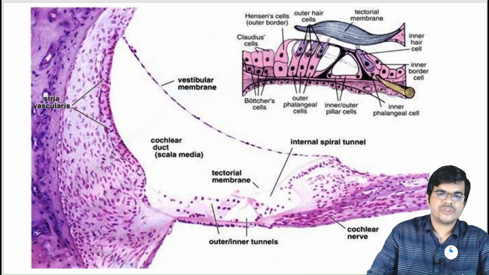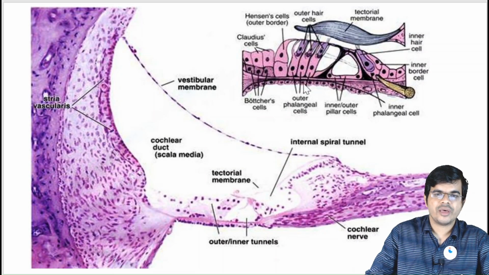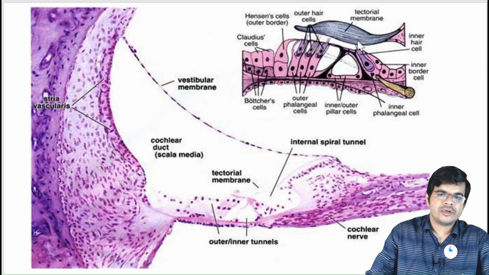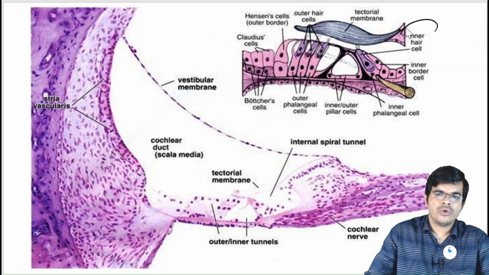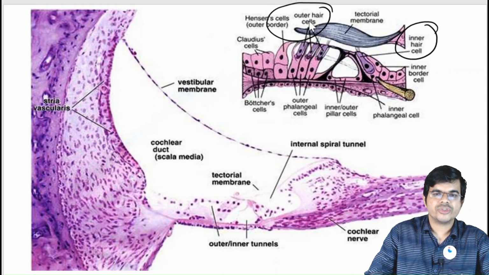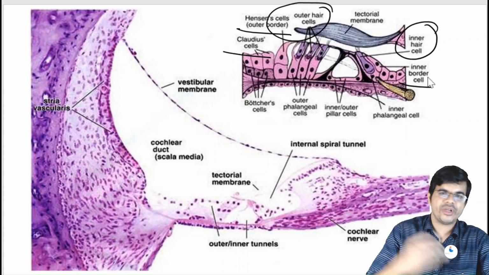Okay, now this organ of Corti consists of the basilar membrane, on which you have the tectorial membrane, and within that you have the inner hair cells in one row and outer hair cells in 3 rows, and there are various supporting cells such as the Claudius cells, Hensen cells. Okay, all these are supporting cells.